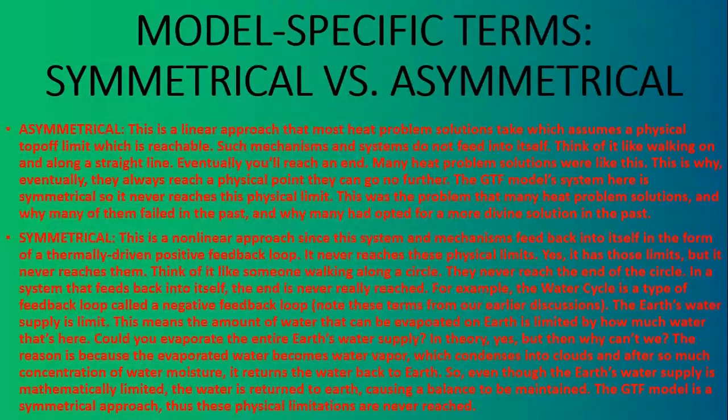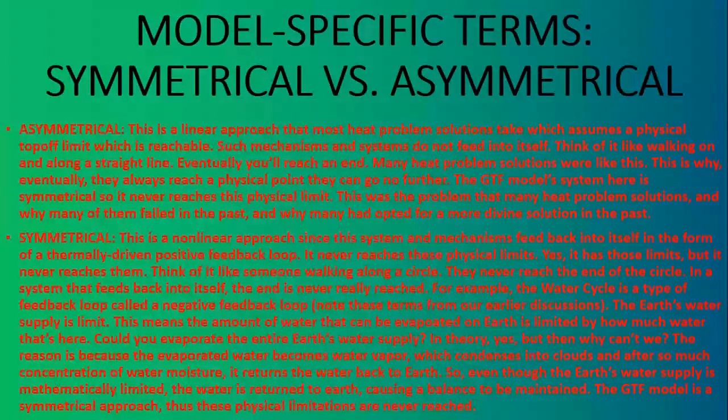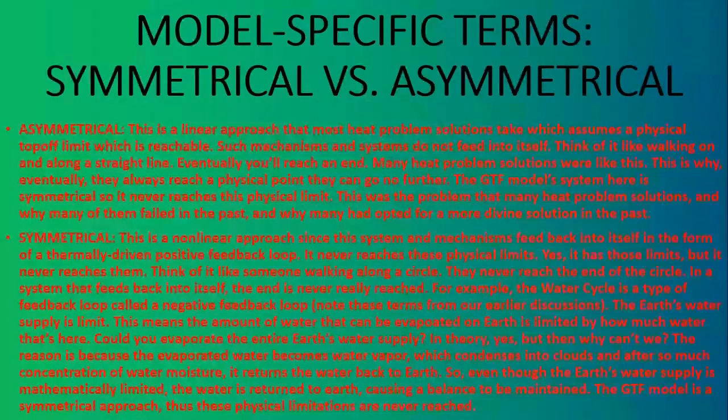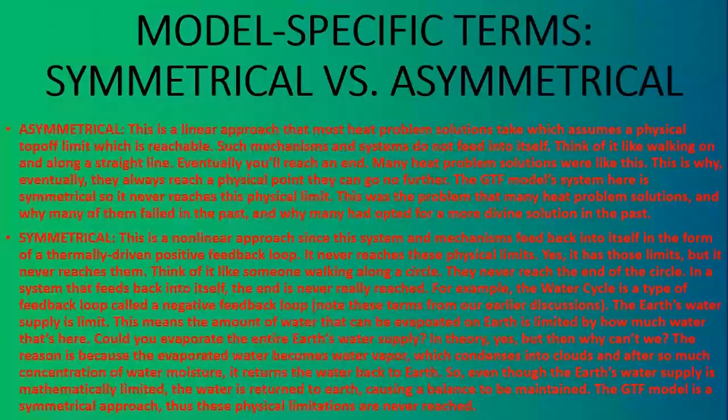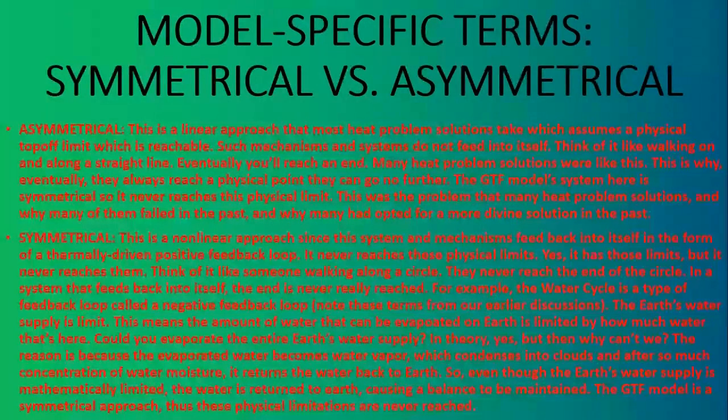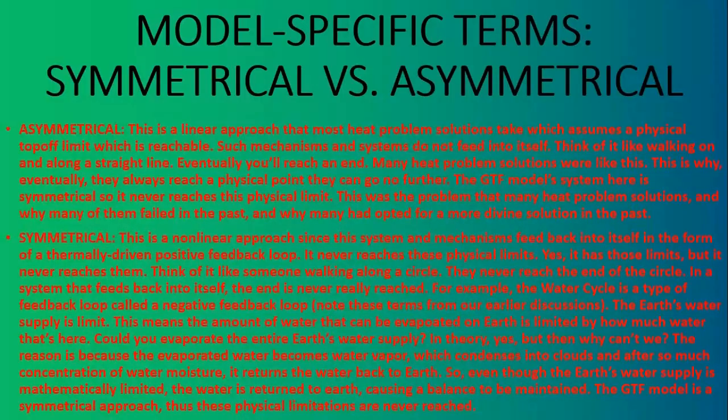Eventually, you'll reach an end. Many heat problem solutions were like this. This is why eventually they always reach a physical point. They can go no further. The GTF model system here is symmetrical, so it has never reached the physical limit. This was the problem with many heat problem solutions and why many of them failed in the past and why many had opted for a more divine solution in the past. Just kind of a way of understanding that asymmetrical is a linear approach.